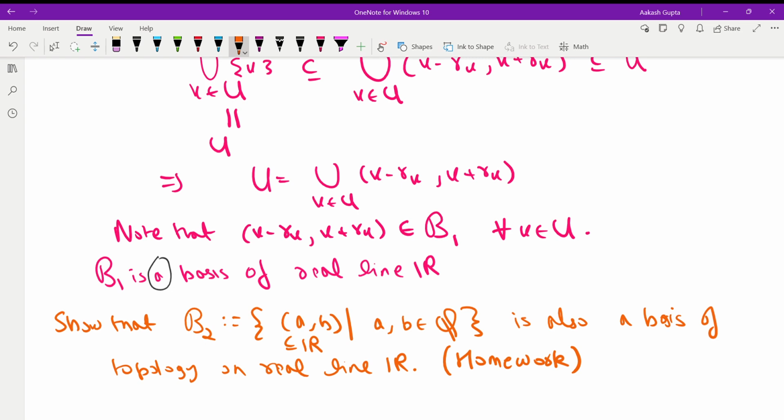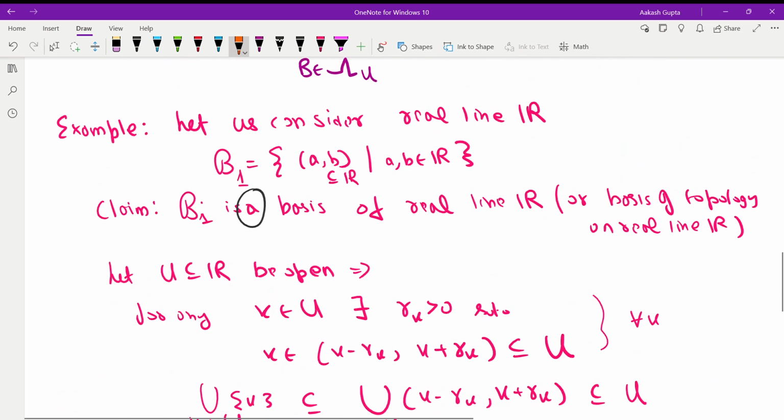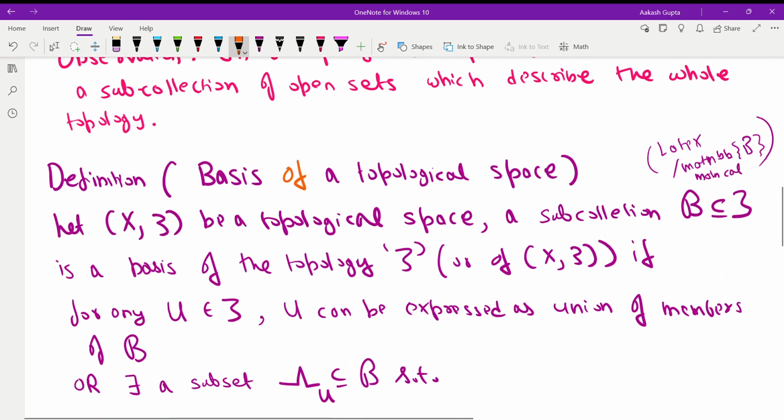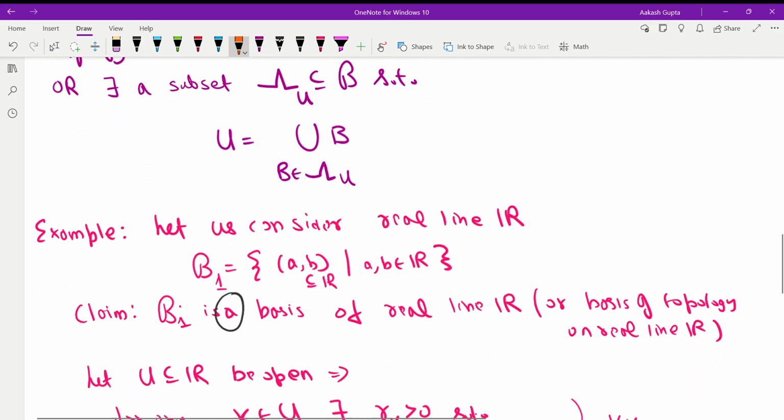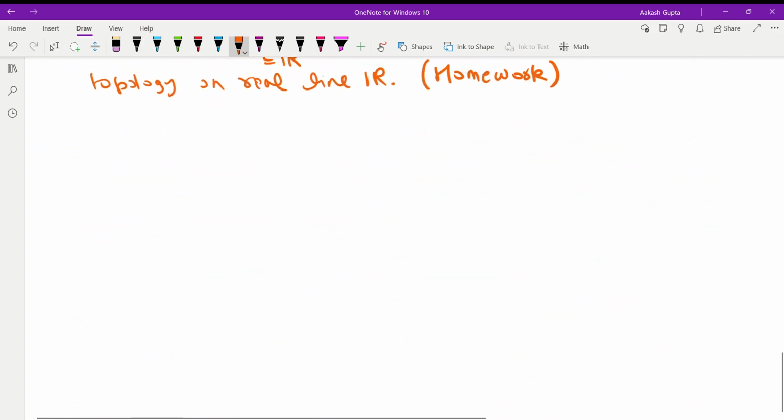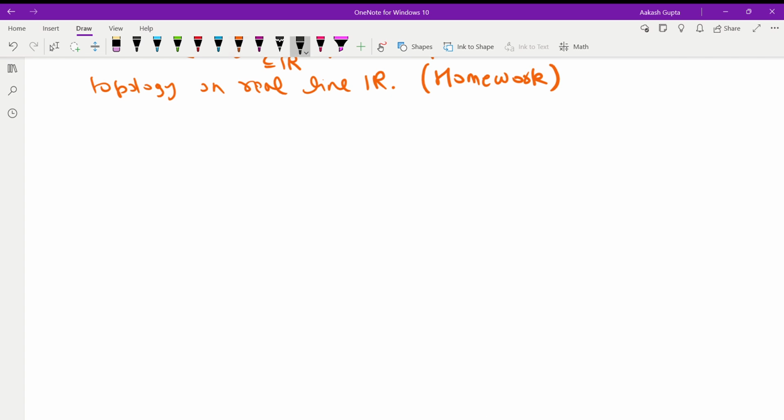And see, this is a very important example. This kind of thing we will encounter again. So this is about the definition and the example. So let me proceed further. I want to give you one sort of characterization of a basis, an equivalent definition in other words.